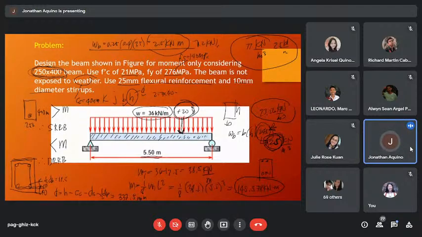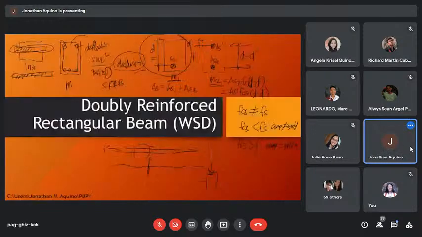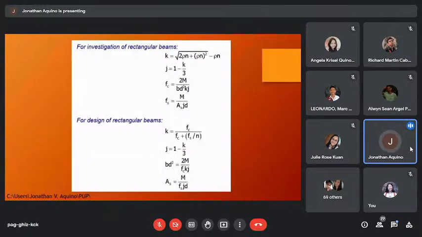So we know that J is equal to 1 minus K over 3. So we need first to solve for K in order to solve for J. So for the design problem, the value of K is this one. K is equal to Fc over Fc plus Fs over n.